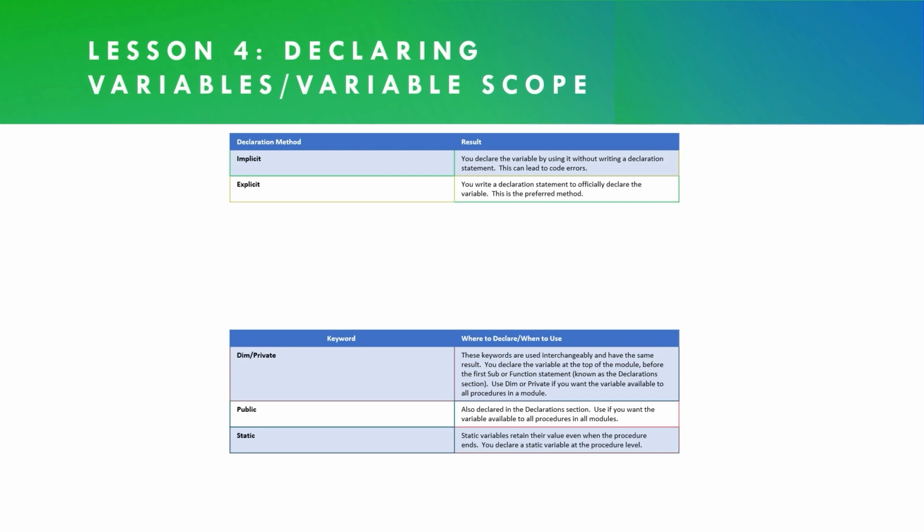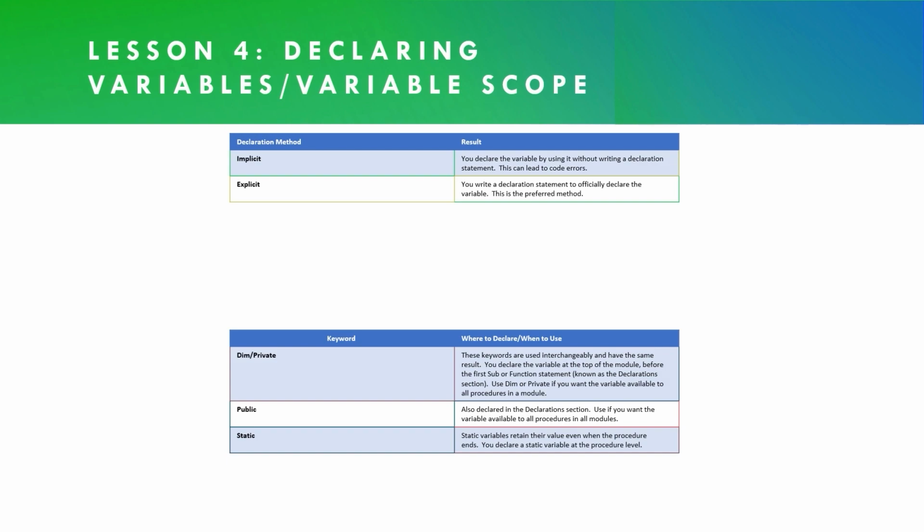When we go back over to the Visual Basic Editor, I'll point out that setting that causes the Option Explicit statement to show at the top of the module. Now, just like procedures, variables have scope, and that's the bottom table. So when you declare a variable, if you use either the Dim or Private keyword, they mean the same thing. You declare a variable at the top of the module, right underneath your Option Explicit statement, before your first procedure. And you use Dim or Private if you want the variable available to all procedures in a module.